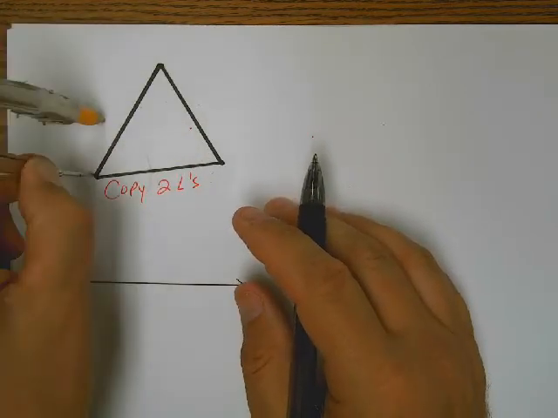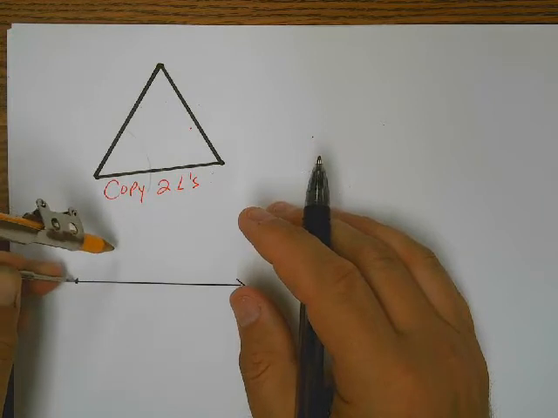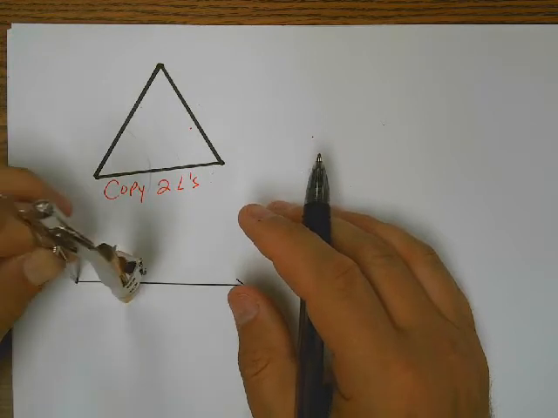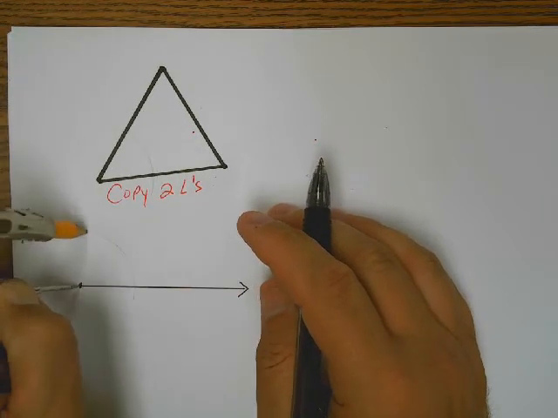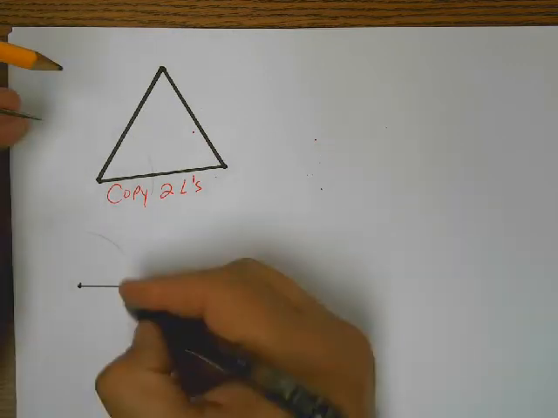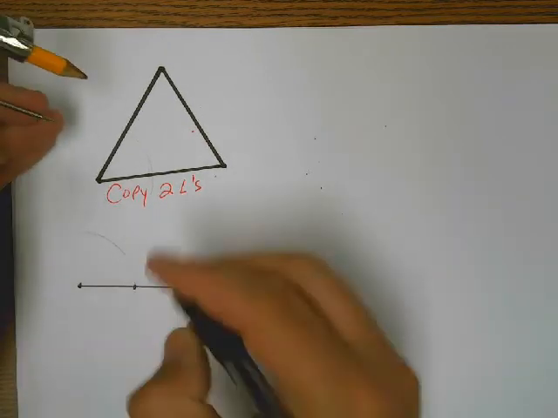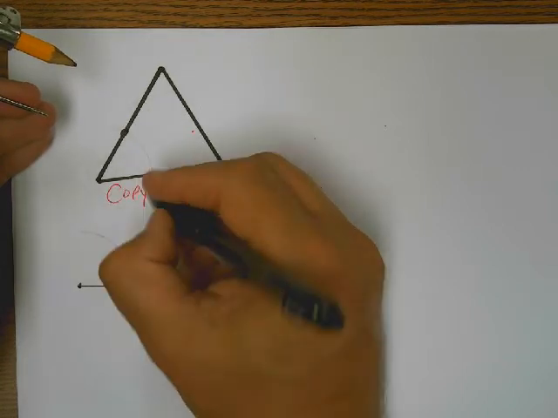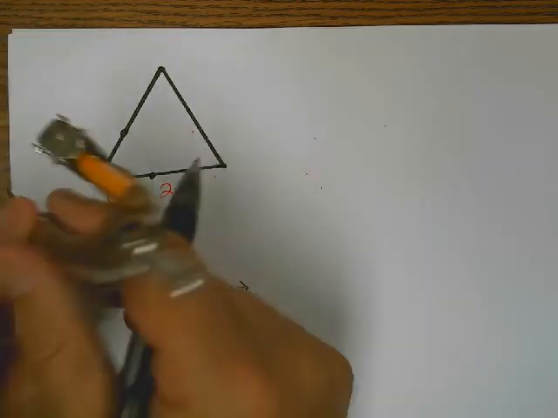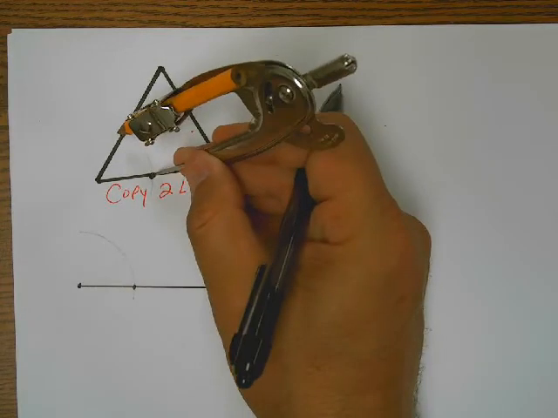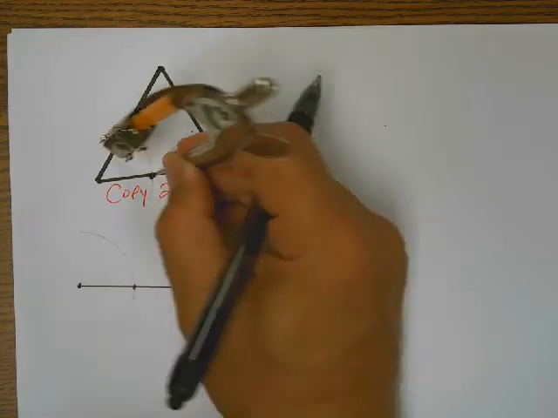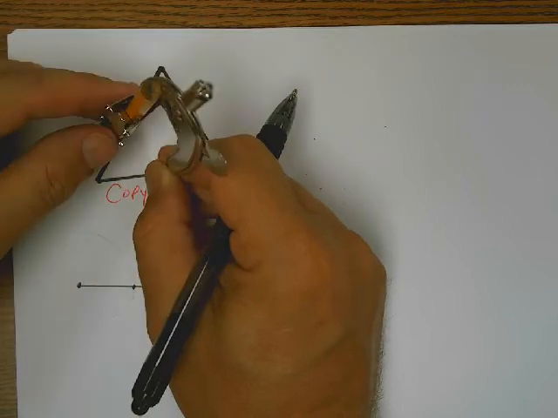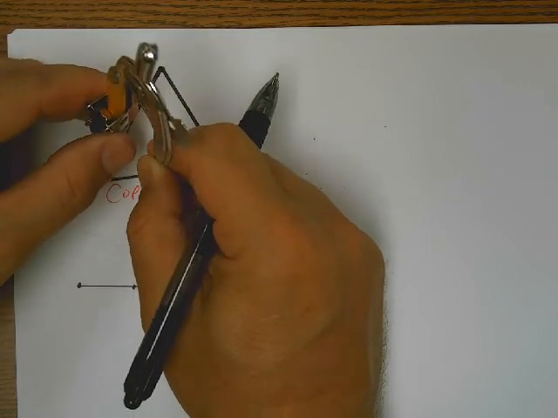Arc. Don't let the compass move on you. AJ, you doing all right? Arc. Highlight points of intersection. Should have used red. Find the distance between the two points. Too long. Too big.